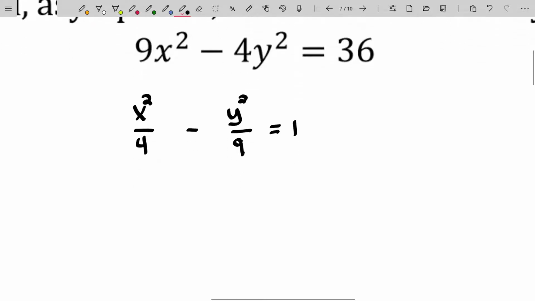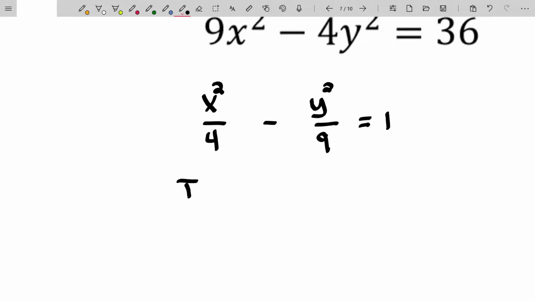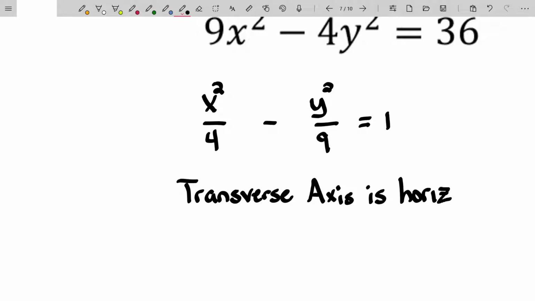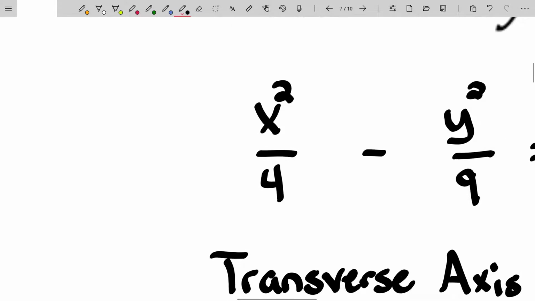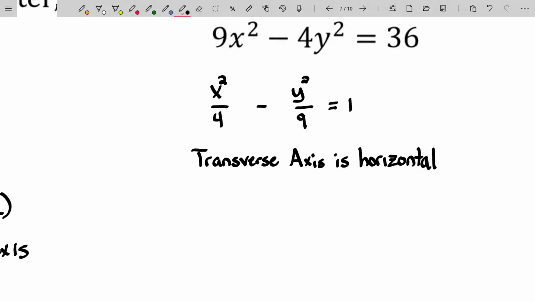Notice x is the positive variable, so I happen to know that the transverse axis, oops, that's not how you spell transverse. The transverse axis is horizontal. And that's all you really need there, because just notice that the variable associated with the positive term is the x value. V sub x is going to be 2. That's the distance from the center to the x vertex.